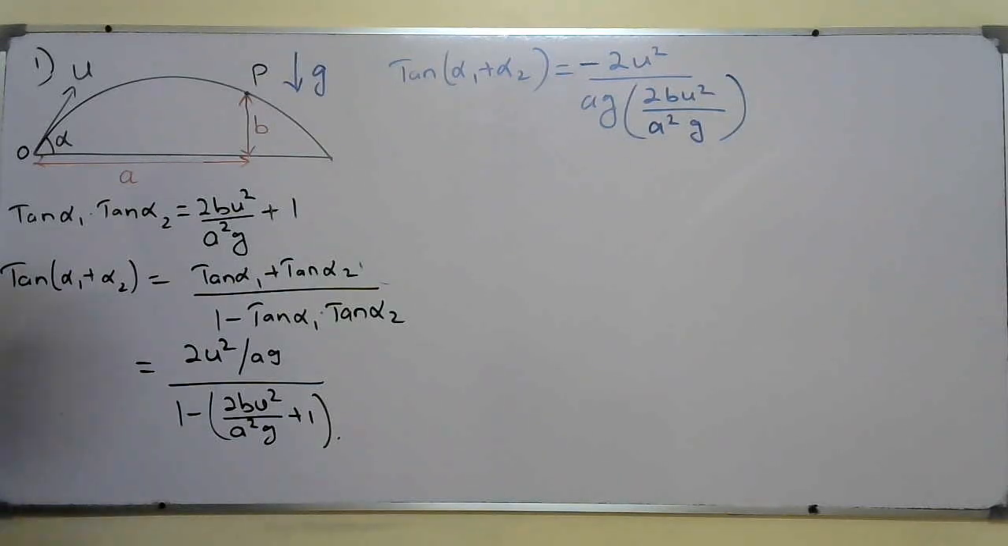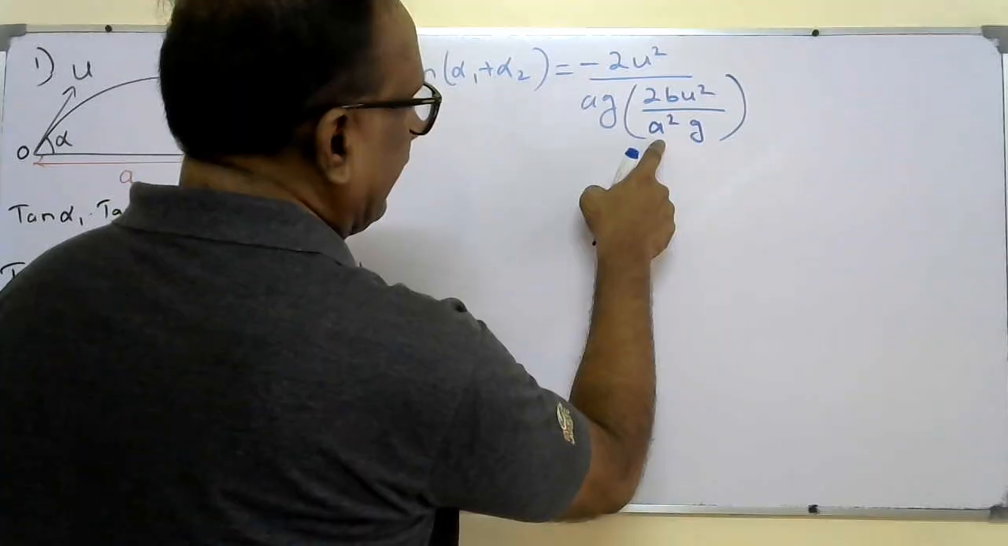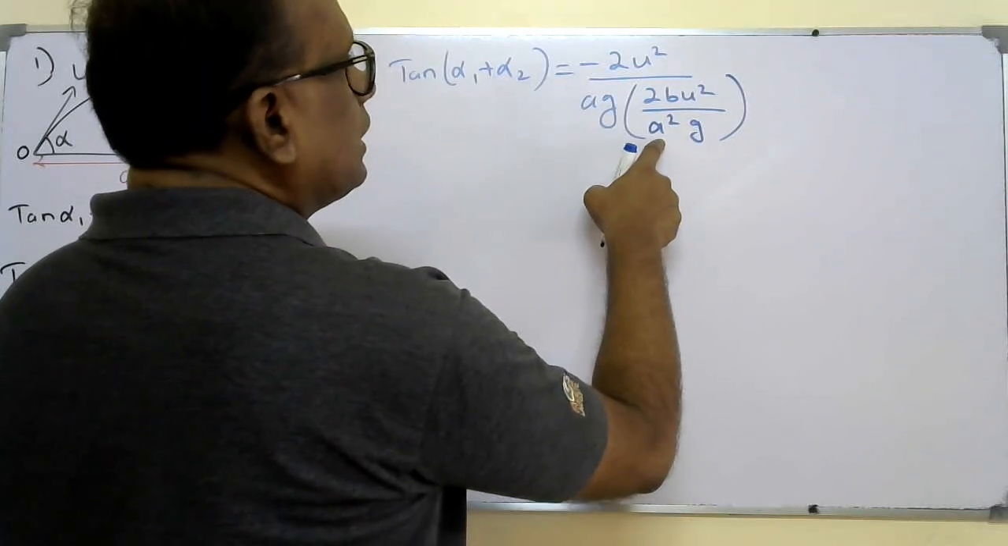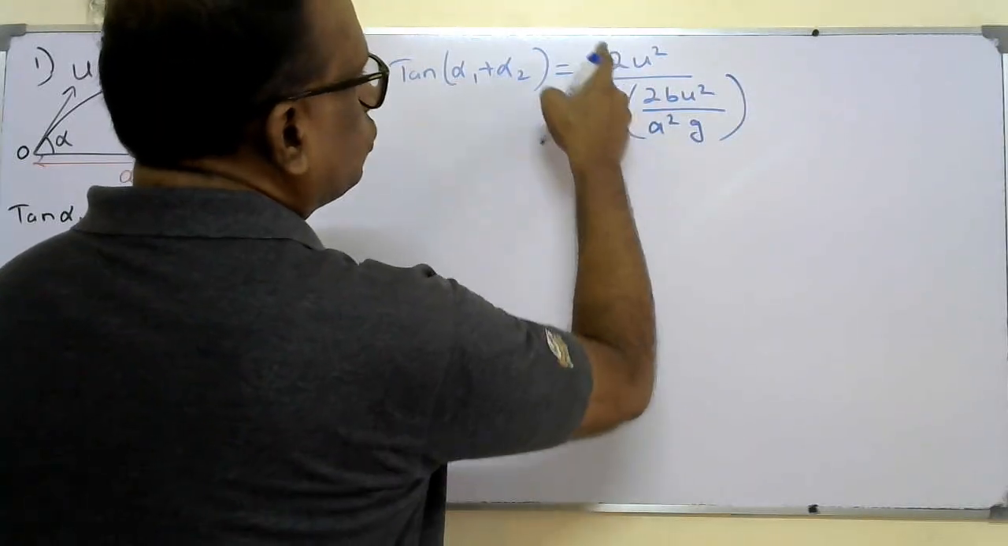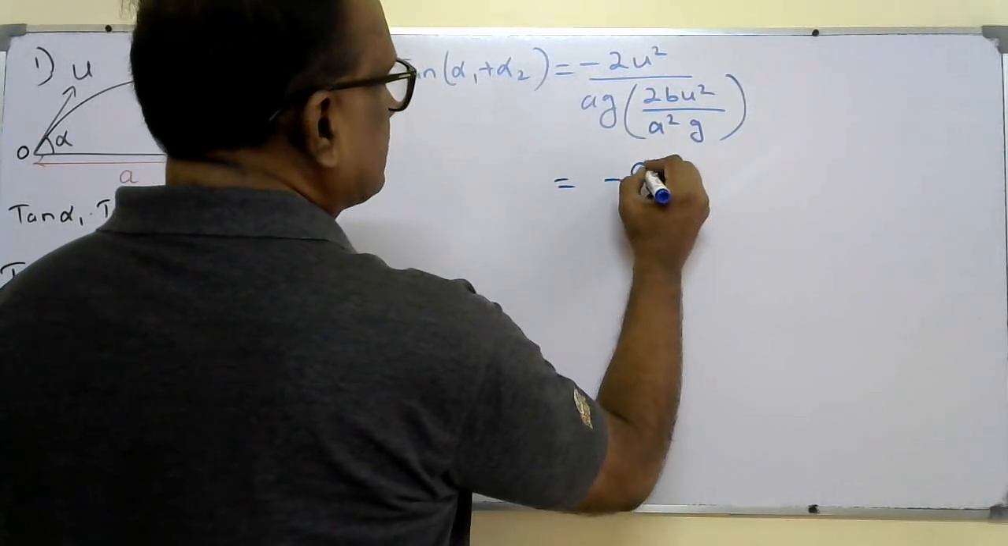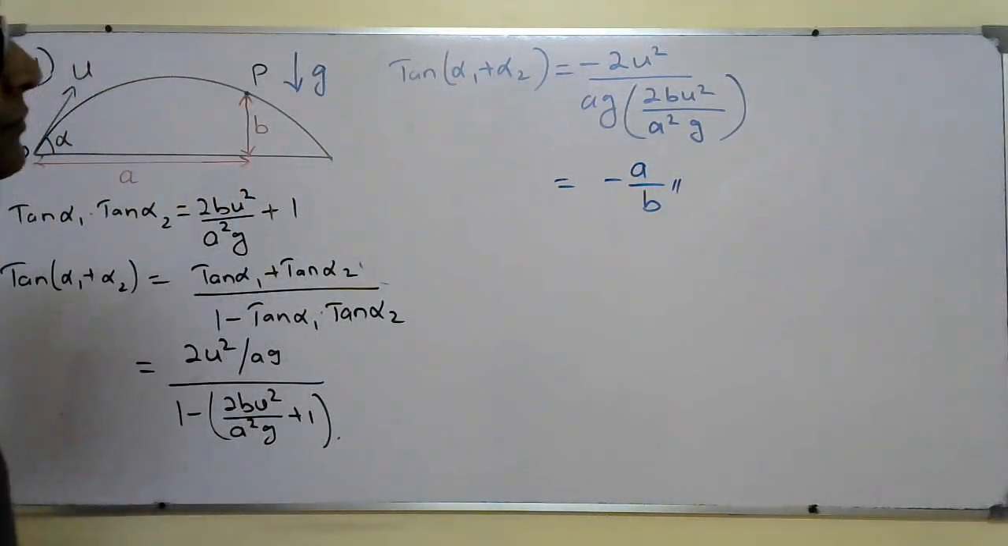Okay, solve it here. It is ag, a squared g, g gets cancelled. Here a will be there, a will remain here. So here u squared will get cancelled, 2 will get cancelled. So finally we'll get minus a over b. That's the answer. That's the question they asked. That's the answer.